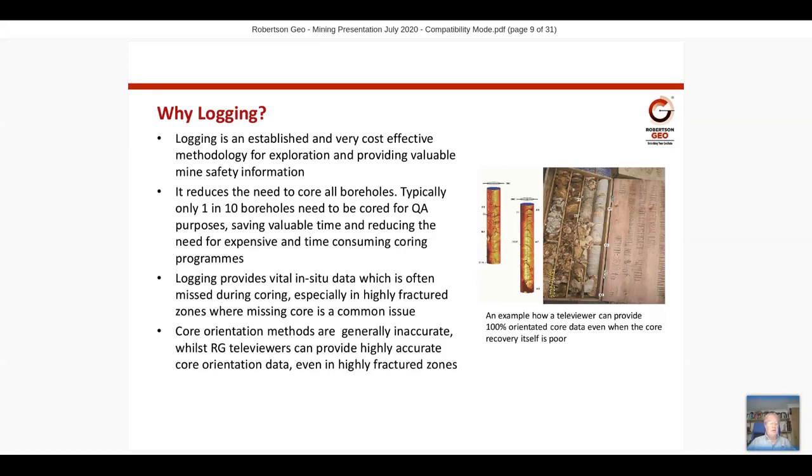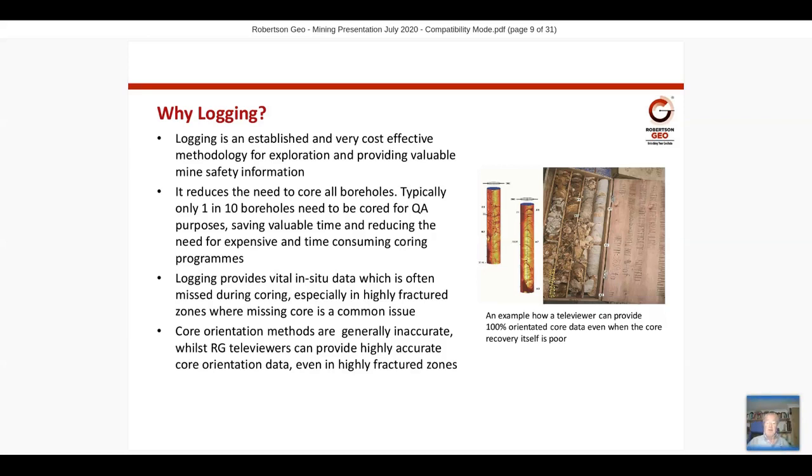And quite often with coring, depending on your subsurface conditions, you may end up with a core that looks like the image on the right, where we have a severely fractured section of core, which is basically crumbled and consolidated. And in that case, it would be extremely difficult to detect any fractures, any structure, any bedding planes in the core. So where you have very poor core recovery, logging provides vital in situ data, as I say, especially in highly fractured zones.